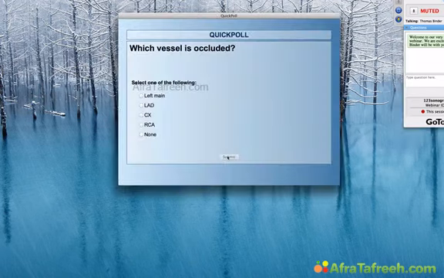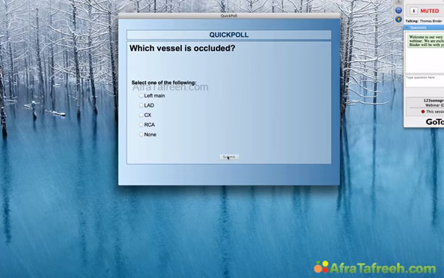Now to the question. Which vessel is occluded? Obviously, we had to perform coronary angiography in this patient. We had chest pain, we had dyspnea, we had ECG abnormalities. So the next step is coronary angiography, and she was put on the table immediately. You can see there's almost a close competition between LAD and none, and some put left main.